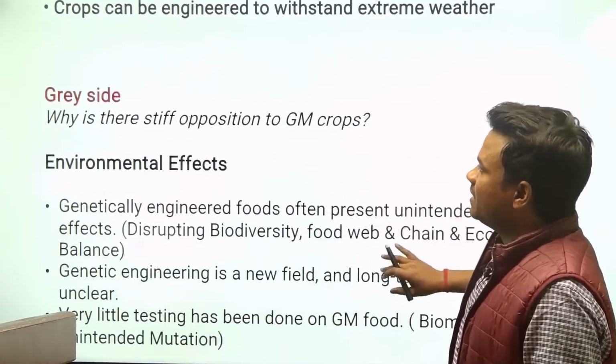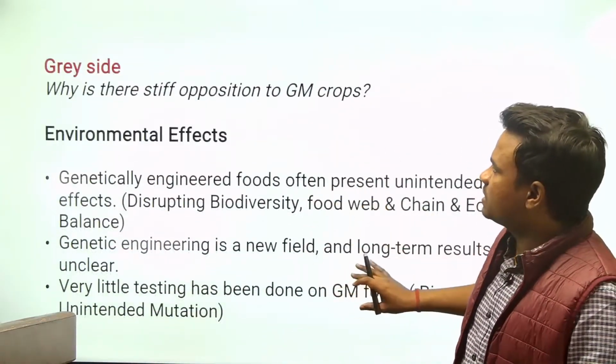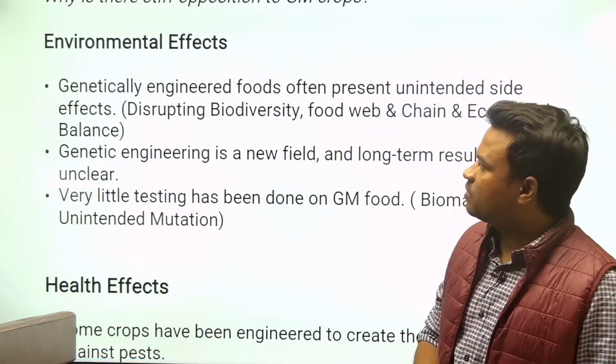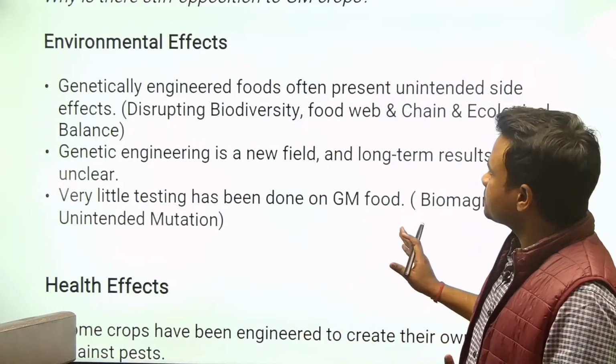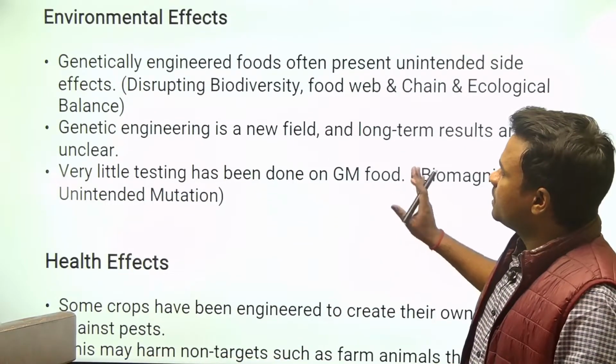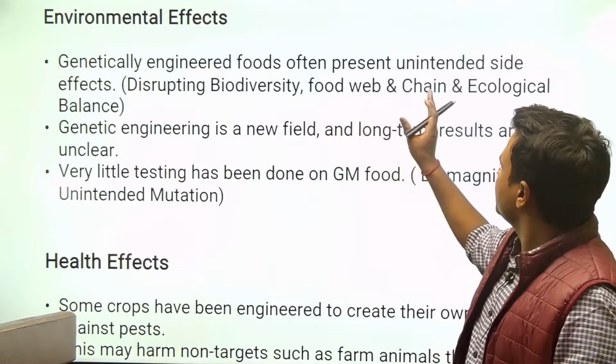And on the gray side, why is there still steep opposition to GM crops? First of all, the environmental effect. Obviously, GM crops can often present unintended side effects, disrupting biodiversity, the food web chain, and ecological balance.